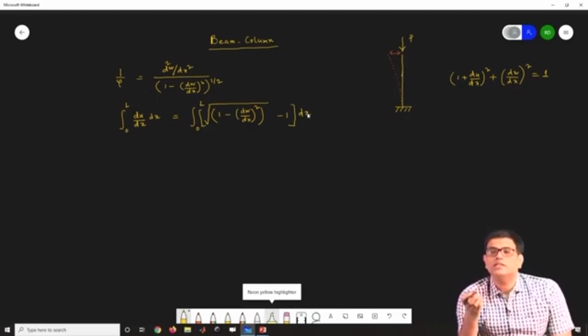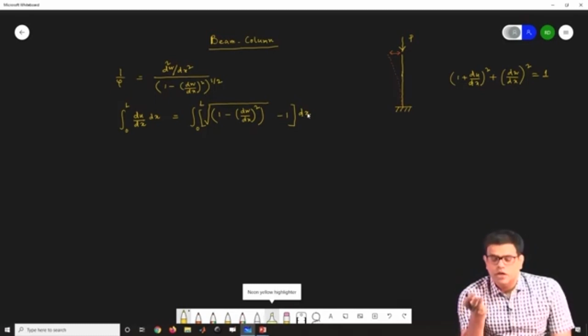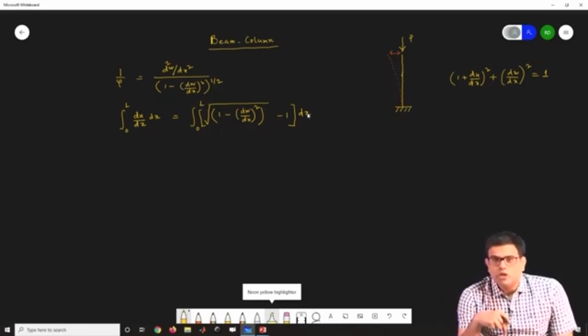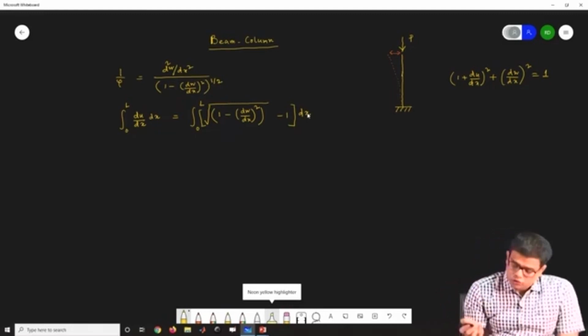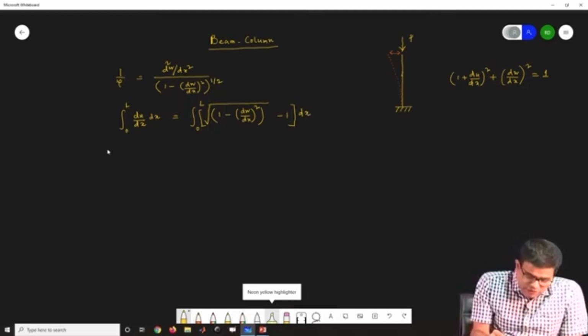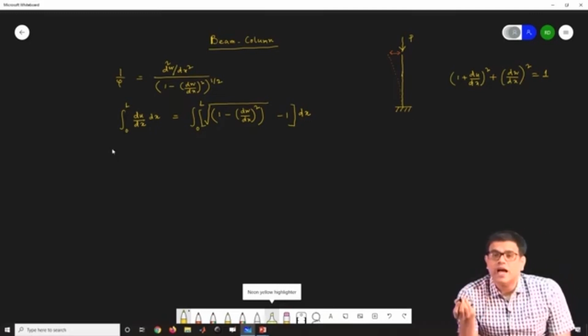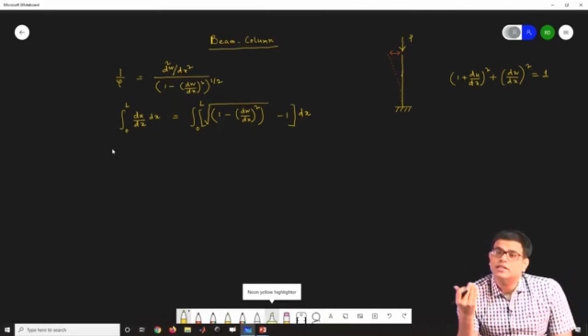The potential energy, or the strain energy, essentially will have two components. First, due to the axial force, the column will bend and it will also shorten. The bending strain energy we all know: EI by 2 times (d2w by dx2) whole square, the curvature squared. So, that bending term we all know.